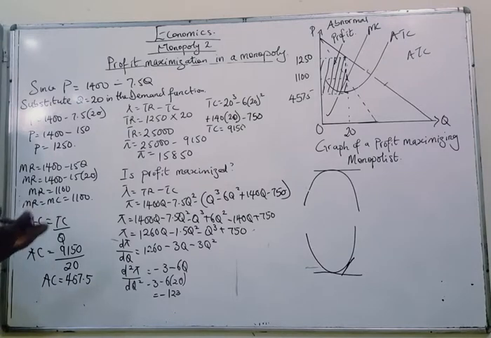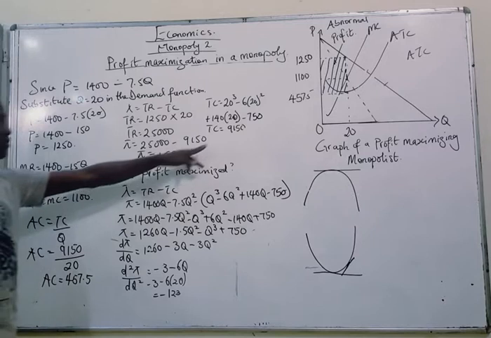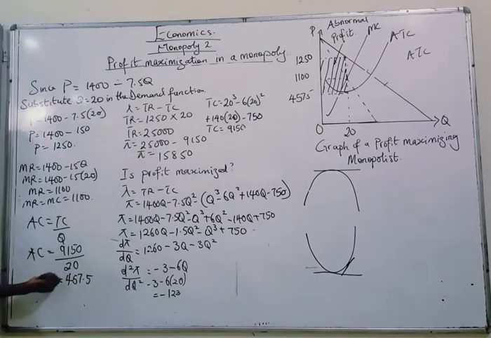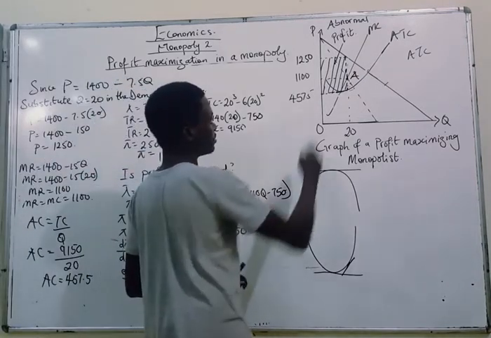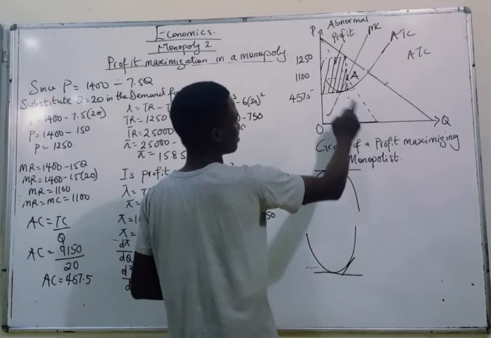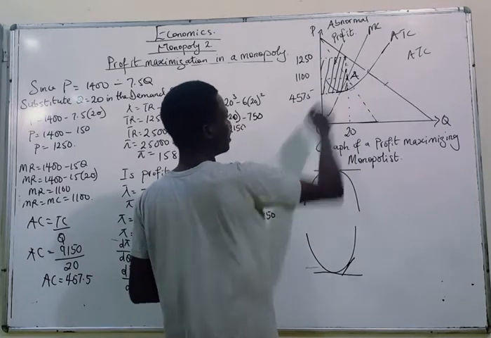Alright, so what is the average cost? Because this is the point that we need to denote on the graph. Now average cost or average total cost is simply total cost divided by quantity. So total cost was 9,150. Then we divide by the 20, that happens to be the quantity, so we have 457.5. And I'll discuss the graph now. We have the MC curve intersecting the MR curve at this point, which is point A.